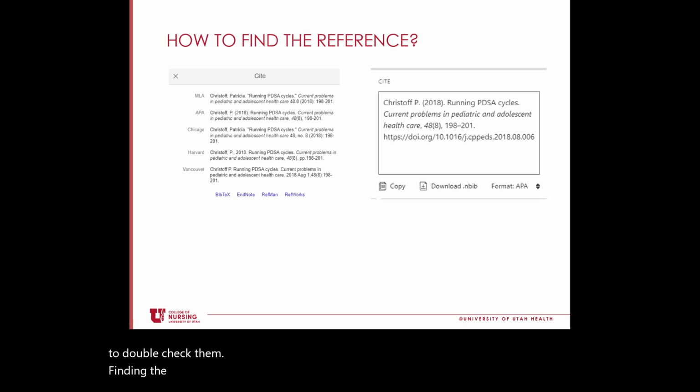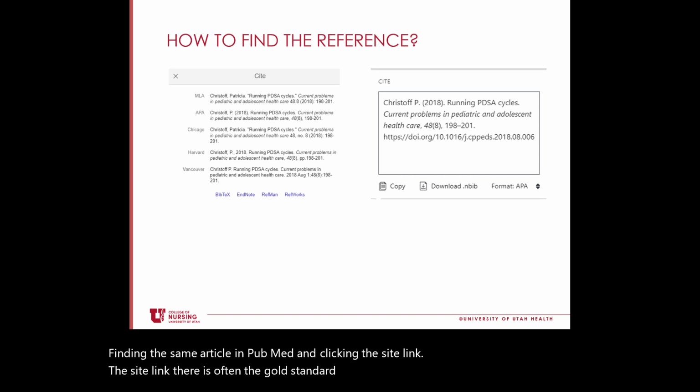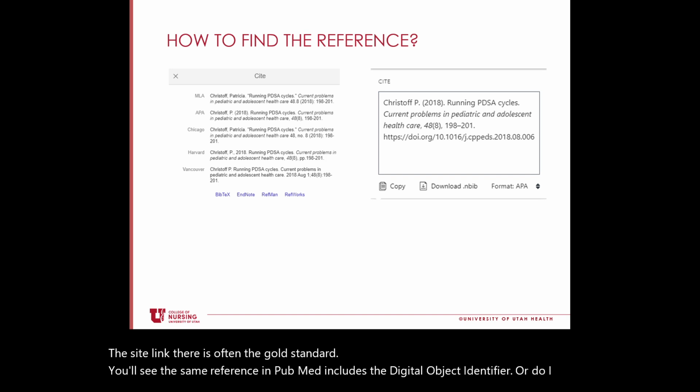Finding the same article in PubMed and clicking the site link there is often the gold standard. You'll see the same reference in PubMed includes the Digital Object Identifier, or DOI, for this reference.